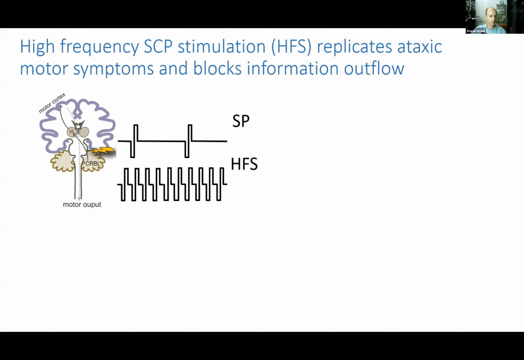Through the stimulating electrode, we deliver either single pulse stimulation at low frequency, which aims to activate the system, or high frequency stimulation, namely HFS, at 130 Hertz, aiming to suppress the cerebellar output to the motor cortex.